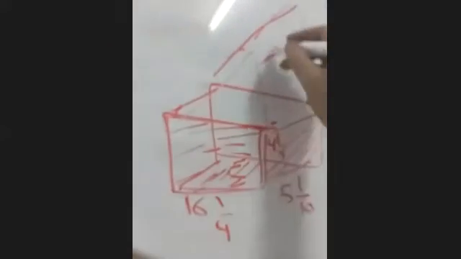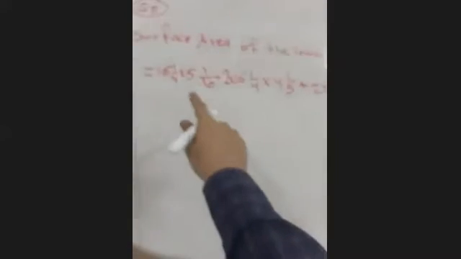Now here, let's calculate this for the lower face and prepare it for the lower part. Let's calculate it together, guys. We have 16 and 1 over 4 multiply 5 and 1 over 10, plus 2 multiply 16 and 1 over 4 multiply 4 and 1 over 5, plus 2 multiply 5 and 1 over 10 multiply 4 and 1 over 5.